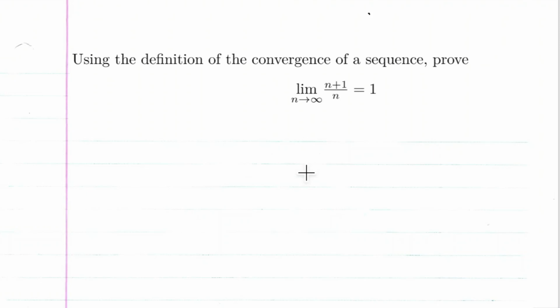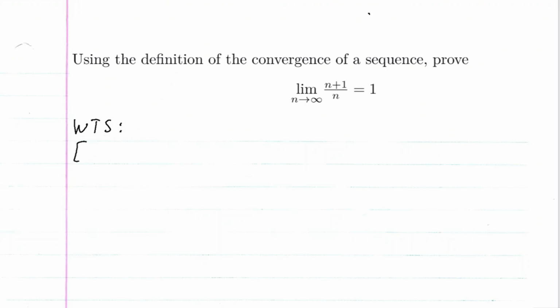Okay, so today we're going to use the definition of the convergence of a sequence in order to prove that the limit as n approaches infinity of (n+1)/n is equal to 1. So first we're going to start with what we want to show, right?